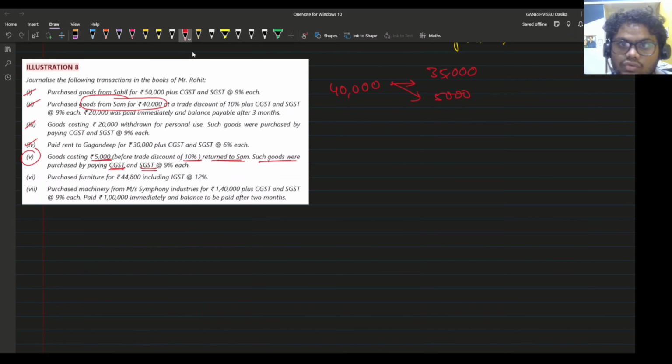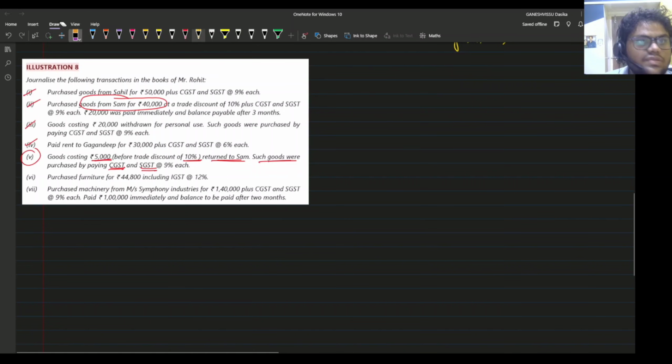While purchasing the goods, what happens? He has paid GST for 40,000, right? Like for every 1,000 or every 1 rupee, he is also paying 9% GST, right? Like both SGST and CGST. Then while returning, he has to return the amount of the GST as well, right? Then this GST, what it is returning, it is also like income now. Simple, right?